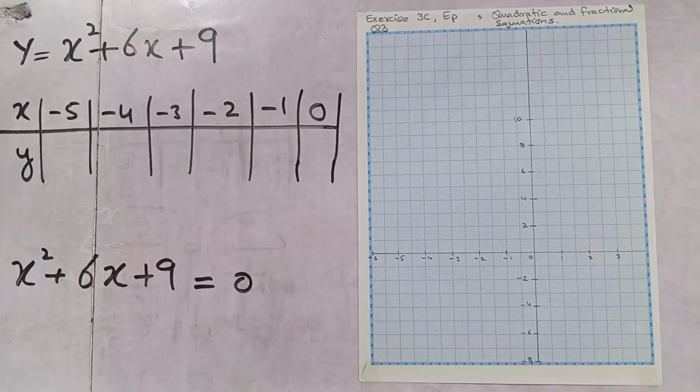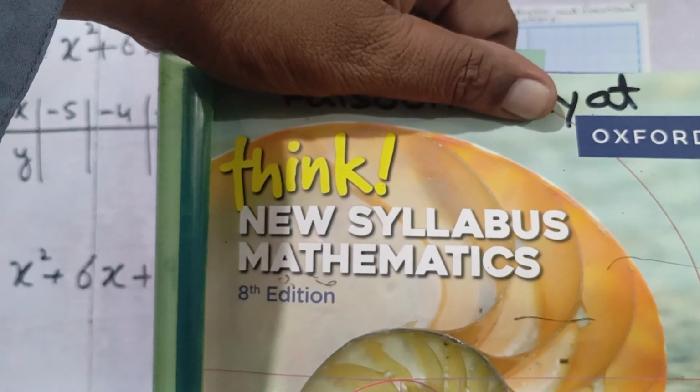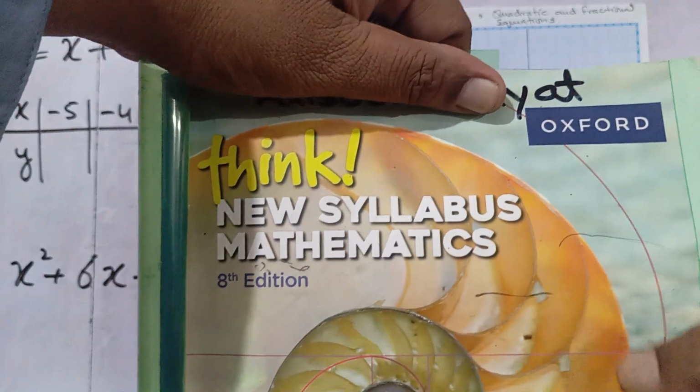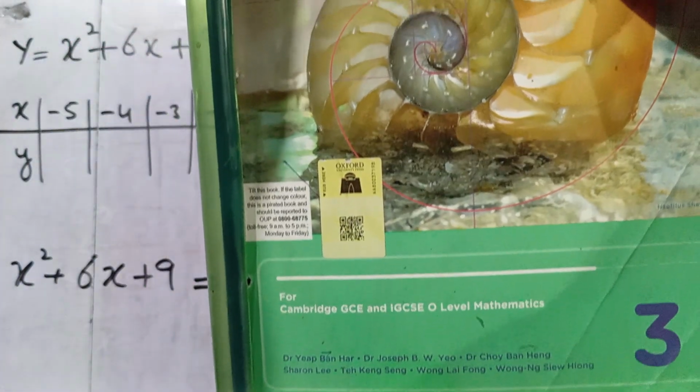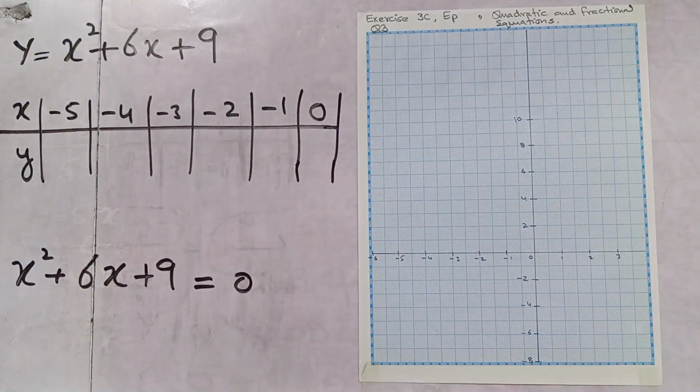We are working on the quadratic and the fractional equations. The exact topic of this video is solving quadratic equations with the help of the graphical method. To learn this, we are using the Think New Syllabus Mathematics 8th edition, published by Oxford University Press. This is their third book, and I'm using chapter 3 from this book and working on exercise 3C. This is my third episode on this.